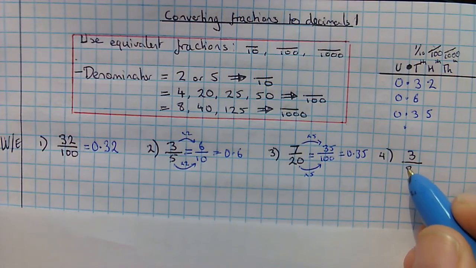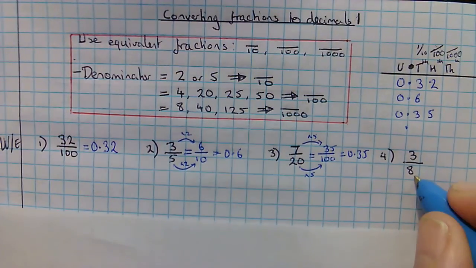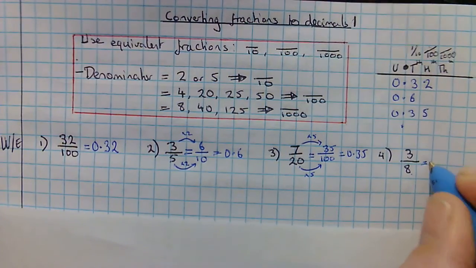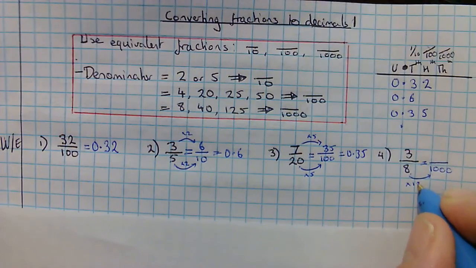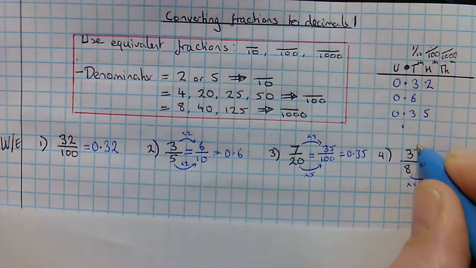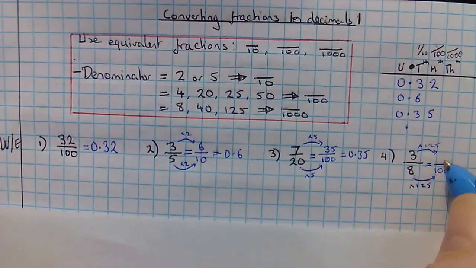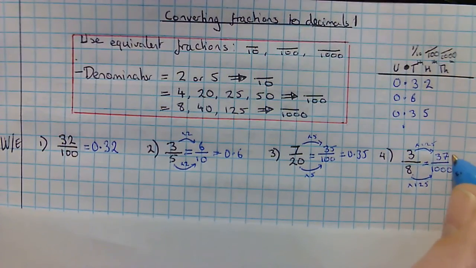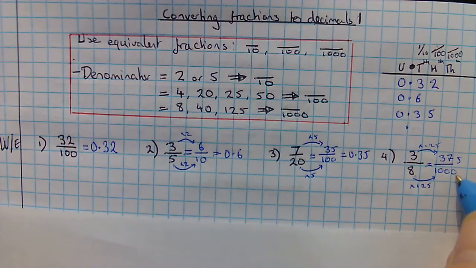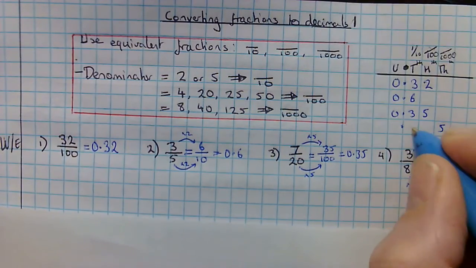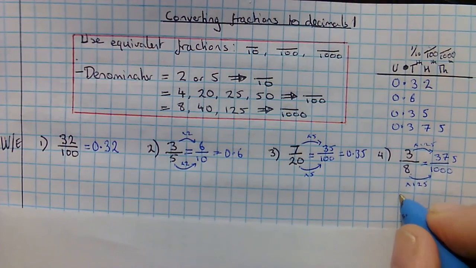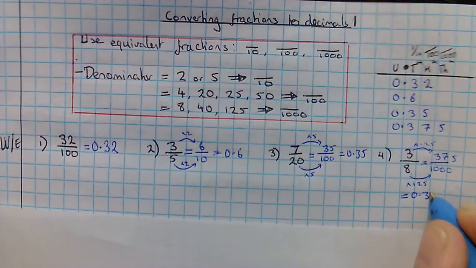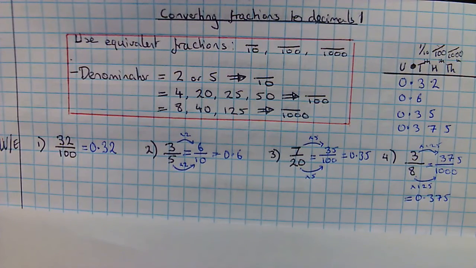The last one, 3 out of 8. Well, 8 goes into 1000 125 times, so it's out of 1000. That is timesing by 125. Need to do the same up here, times by 125. 3 times 125 gives me 375. 375 out of 1000. The 5 goes into the thousandths column, so it gives me an answer of 0.375. Pause the video while you take down the worked examples, and then we'll have a go at some questions on our own.